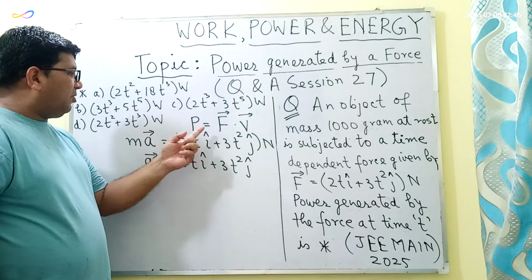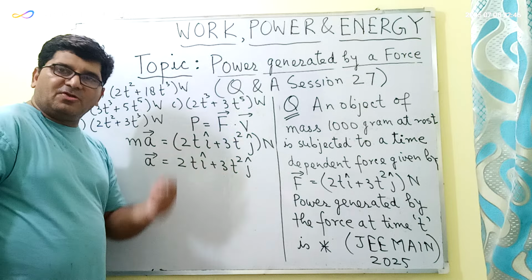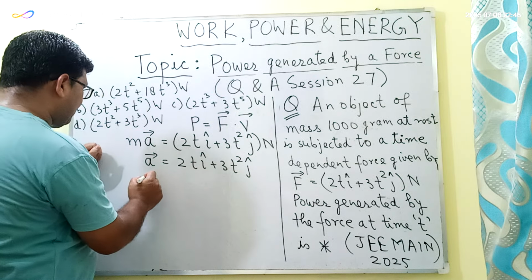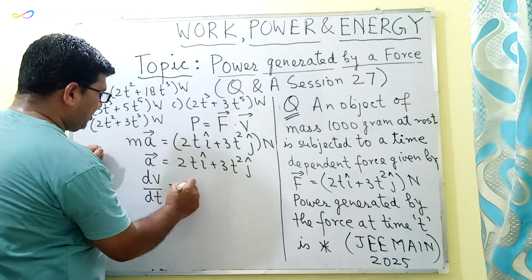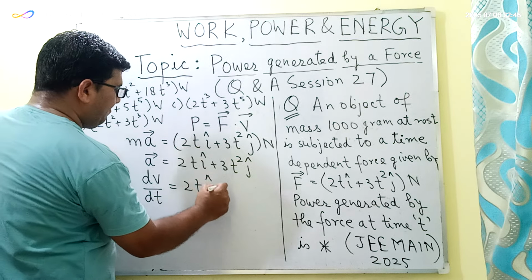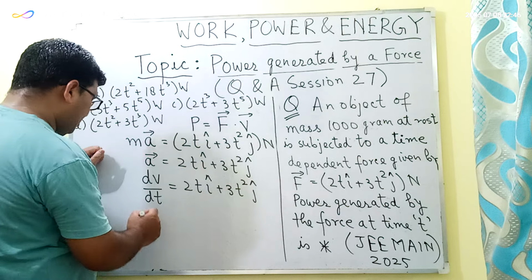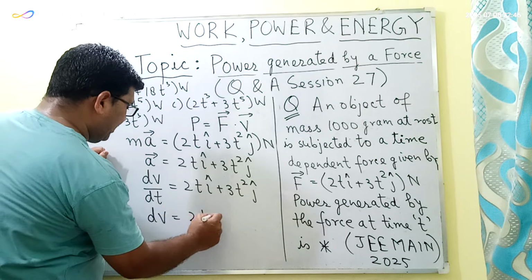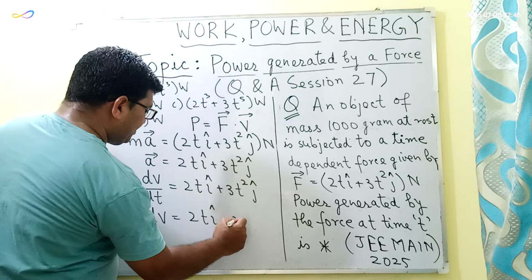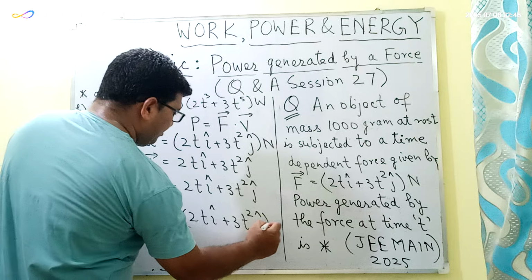Now, in order to find the power generated by the force, I have to find this velocity vector. How can I write acceleration? I can write this as dv upon dt, equal to 2t i cap plus 3t square j cap. So this equation can further be written as dv is equal to 2t i cap plus 3t square j cap dt.